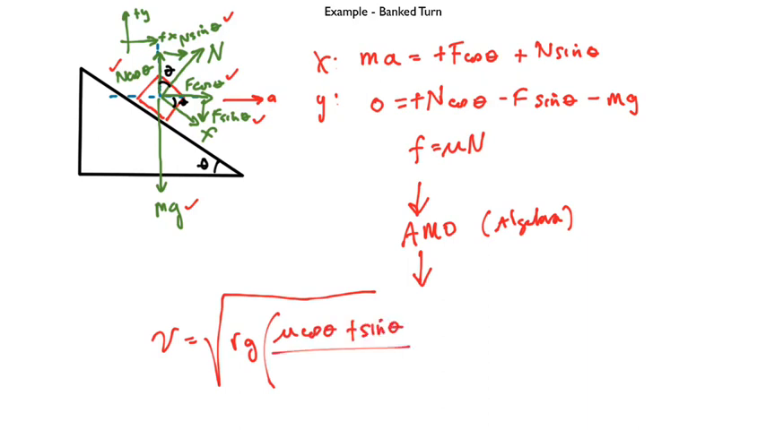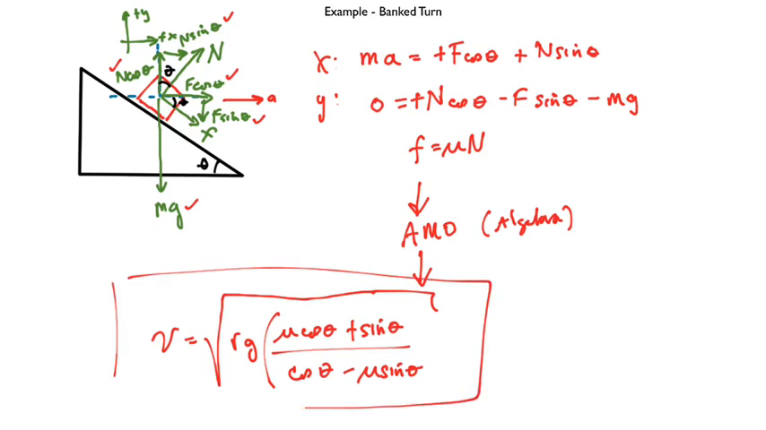Cosine theta all over cosine theta minus mu sine theta. So there it is: the speed at which a car will safely round a banked turn of angle theta with coefficient mu. And how did I get v into this thing? Well, this is circular motion, isn't it? The acceleration is centripetal, and so I can substitute in v squared over r for that acceleration to find v.